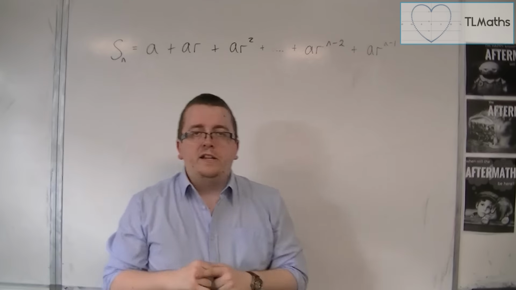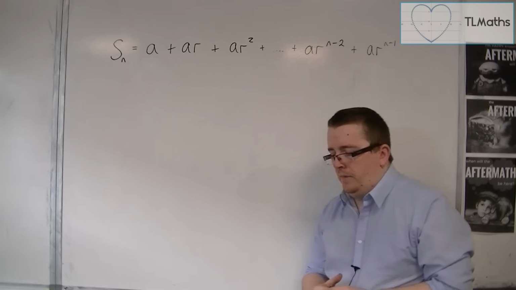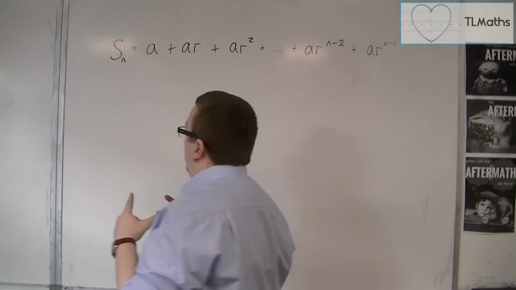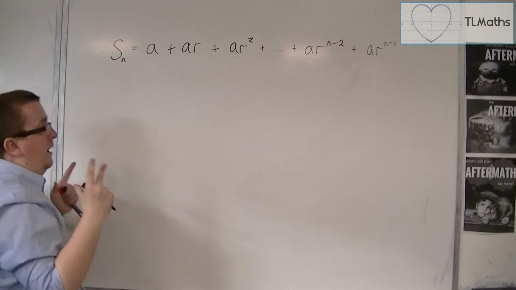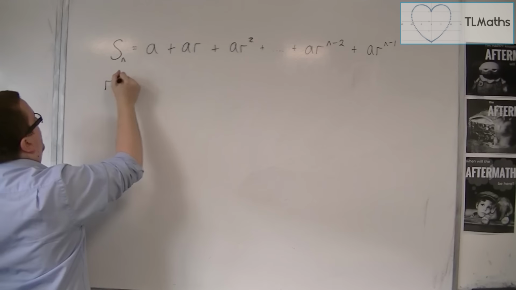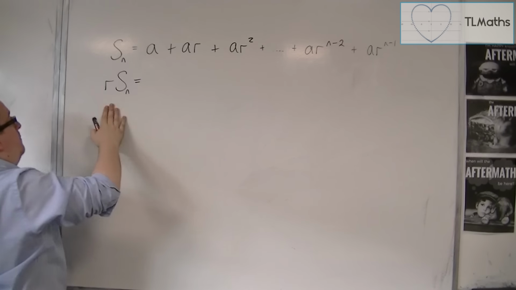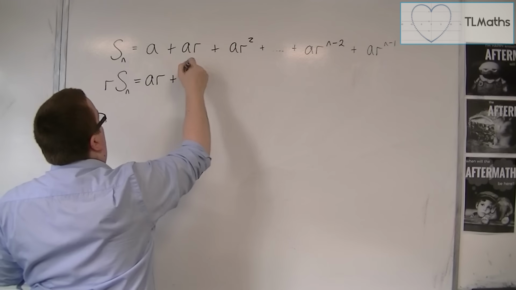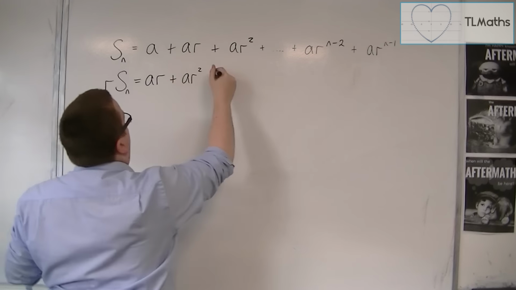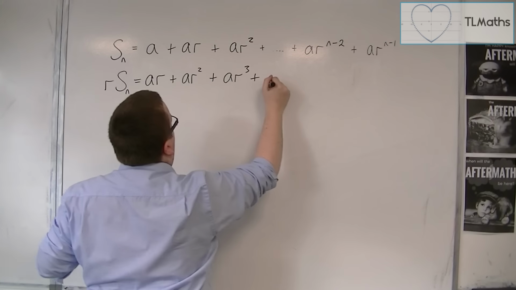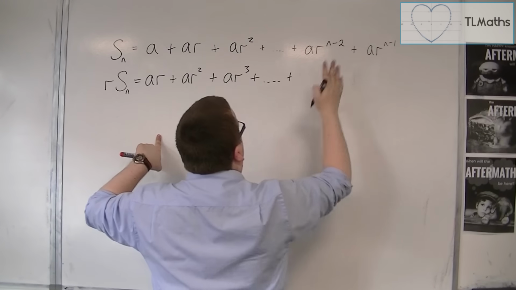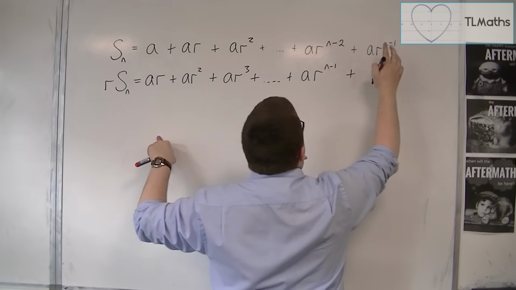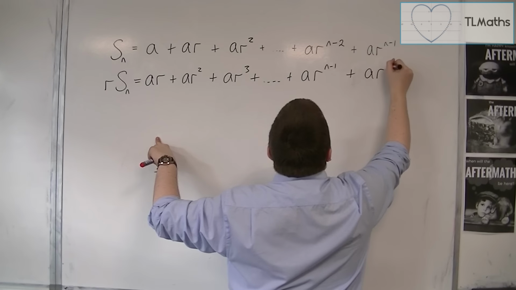So, how am I going to find a formula for this? Well, there's a little trick to start off with, and what I'm going to do is multiply this sum by r. So I'm going to multiply each of the terms by r. I multiply the first term by r, so I'm going to get a times r. Multiply that by r, I get ar squared. Then I'm going to get ar cubed, plus all these get times by r as well. Times that by r, and I get ar to the n minus 1. And I multiply that by r, and I get ar to the n.